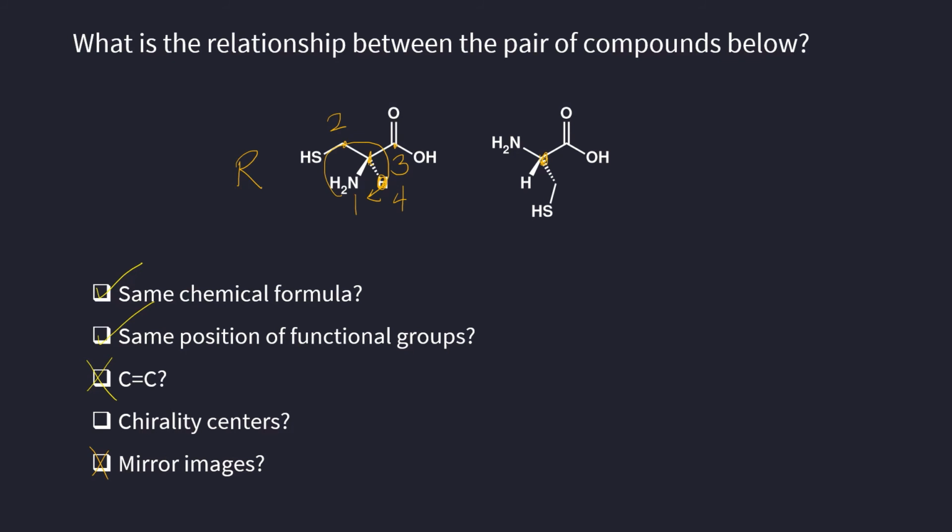For the other molecule, we assign the priority groups: amino 1, this carbon 2, this carbon 3, and the hydrogen is 4. The hydrogen is facing towards you, so the rotation that we get here, we'll have to reverse it, and since it is turning clockwise, this is also an R configuration. So both of these amino acids have an R configuration, therefore they are the same compound.